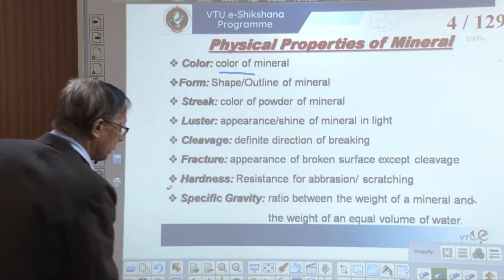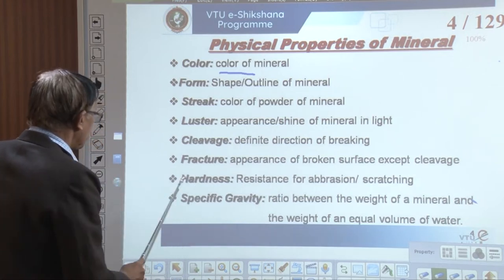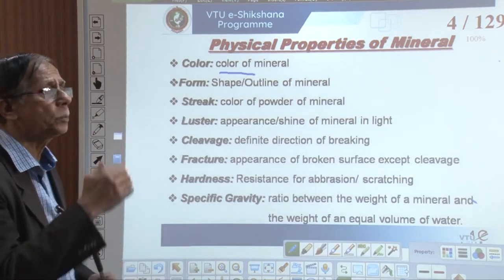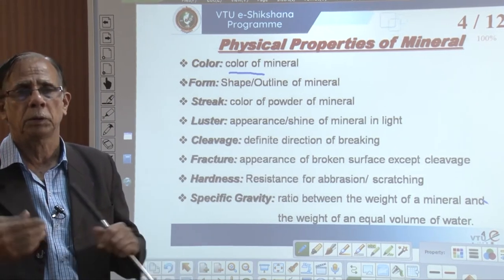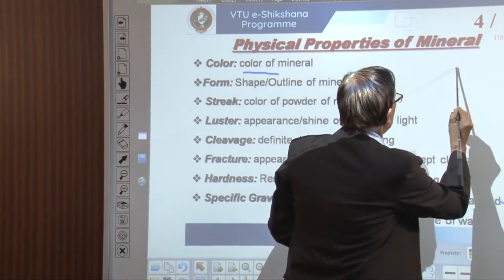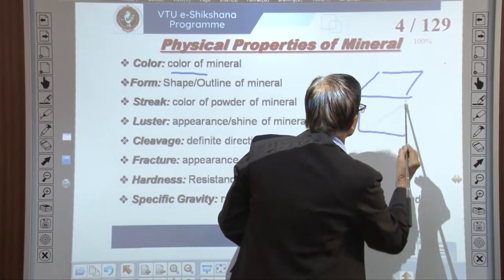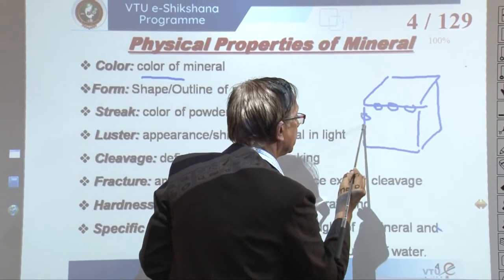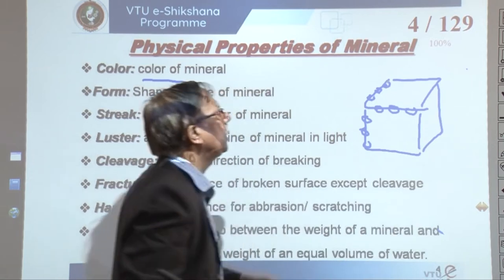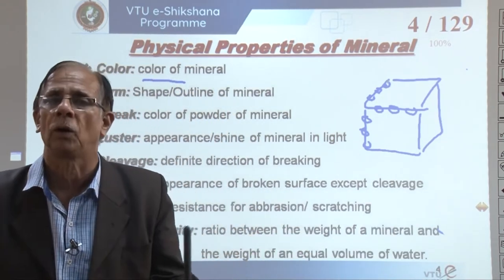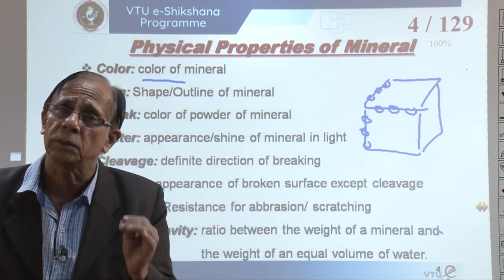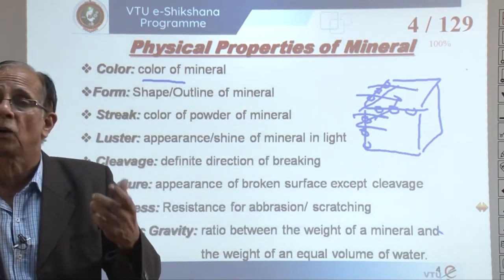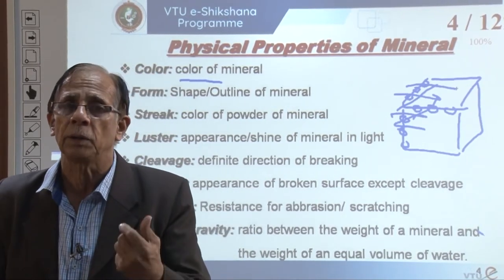Why does a mineral have cleavage? A mineral has cleavage because of its poor atomic bonding or atomic packing. For example, I have a mineral like this, with strong atomic bonding in this direction, in this direction, in all three possible directions. Atomic packing is so strong that I cannot split the mineral easily in any direction. I cannot split like this, or like this. Because of its strong atomic packing, I cannot split the mineral easily.